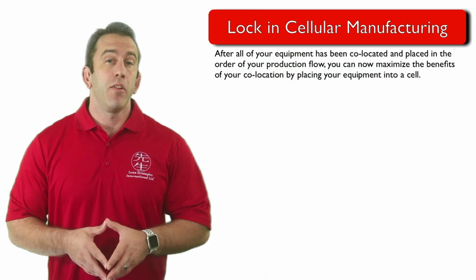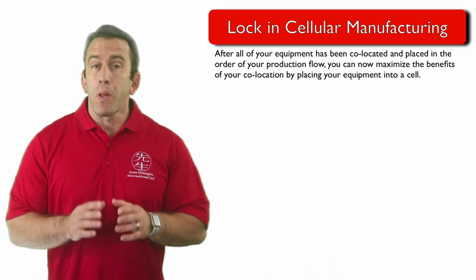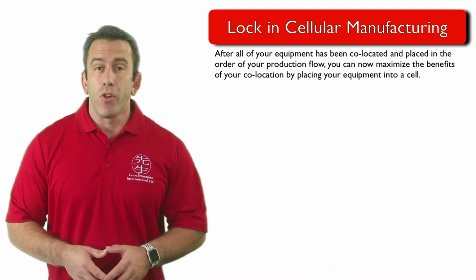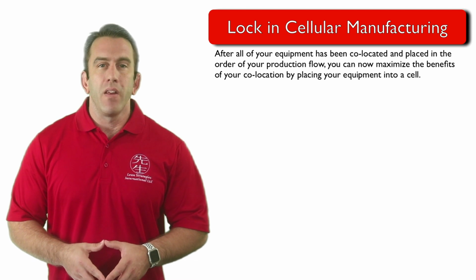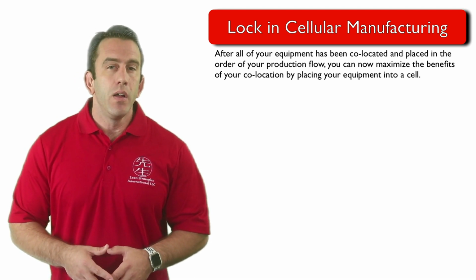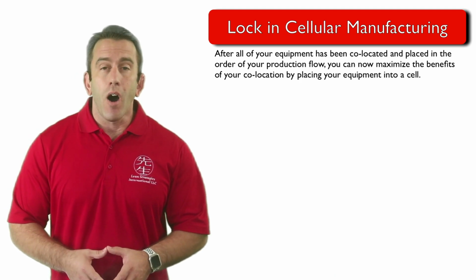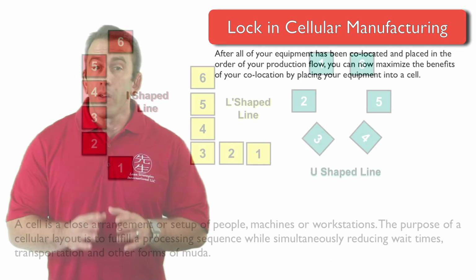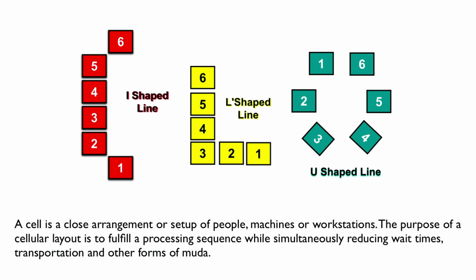After all your equipment has been co-located and placed in the order of your production flow, you can now maximize the benefits of your co-location by placing your equipment into a cell. Cellular layouts are the optimal flow-based layout. A cell is a close arrangement or setup of people, machines, or workstations. The purpose of a cellular layout is to fulfill a processing sequence while simultaneously reducing wait times, transportation, and other forms of muda.